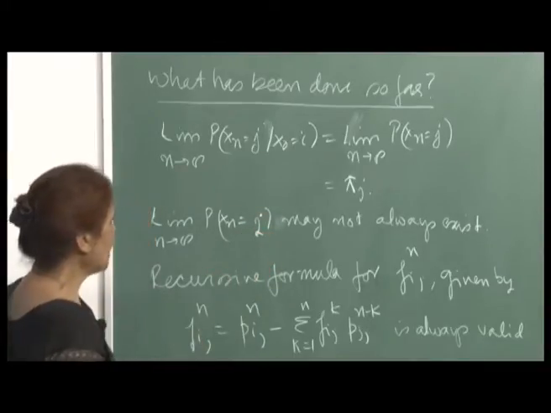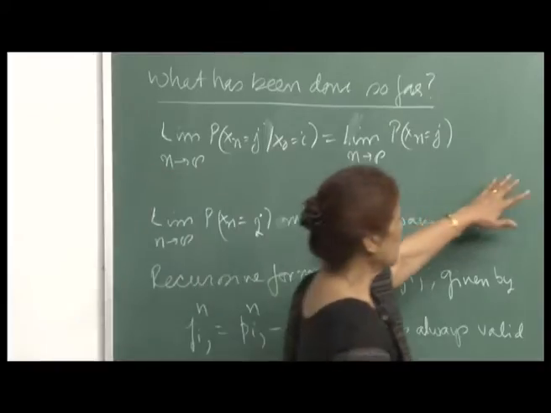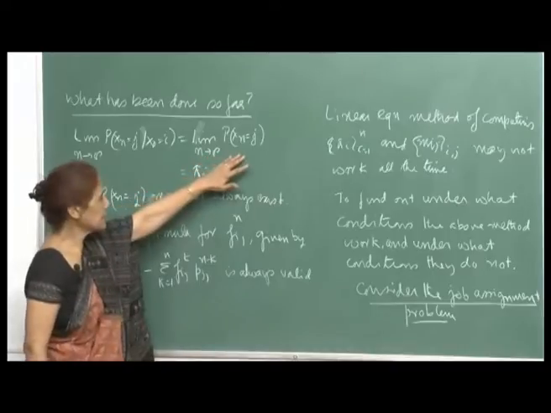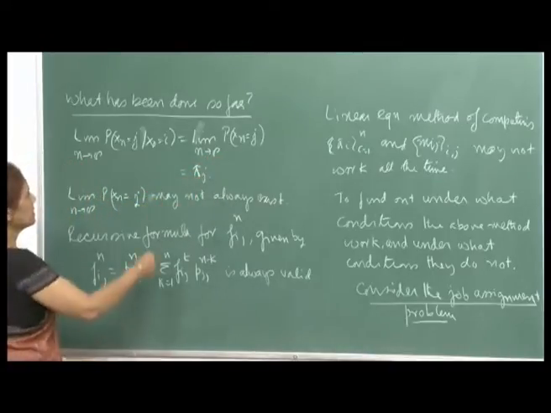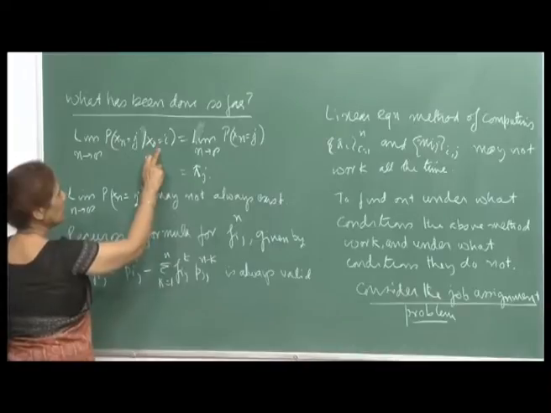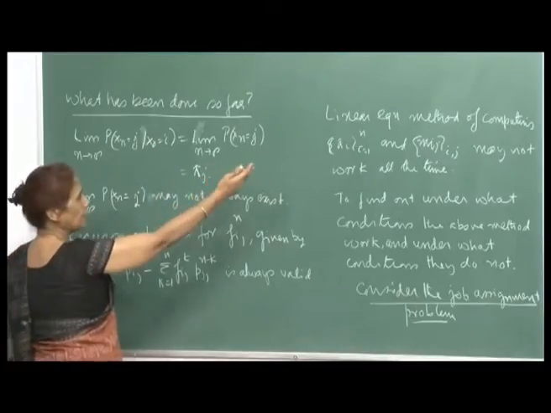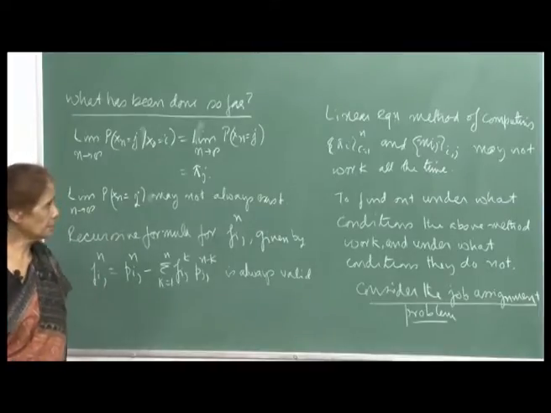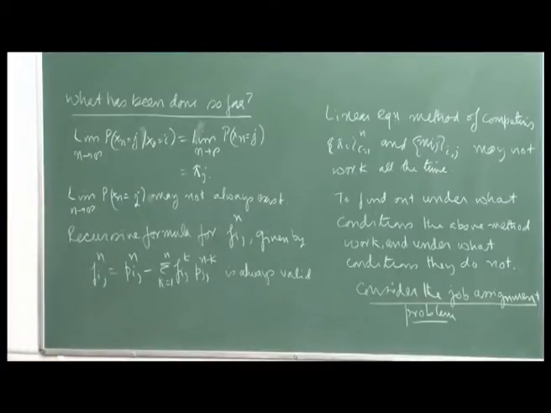So, that means our linear equation method of solving for the pi i's depends on whether this limit exists, right, and we said that this limit is also independent of the starting state, and therefore we could write down the system of linear equations and say that the solution will exist under the condition that the sum of the pi j's adds up to 1, and therefore things were simple, life was easy, right. So, we will now look at the conditions under which this limit exists.